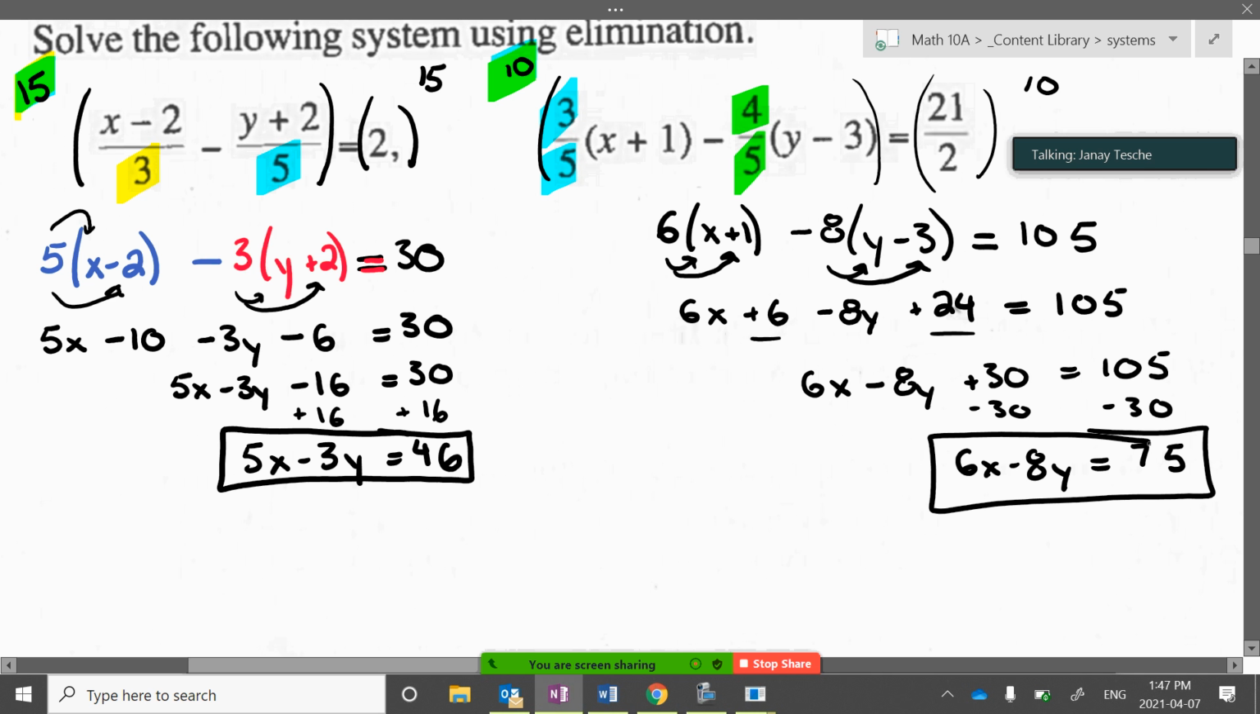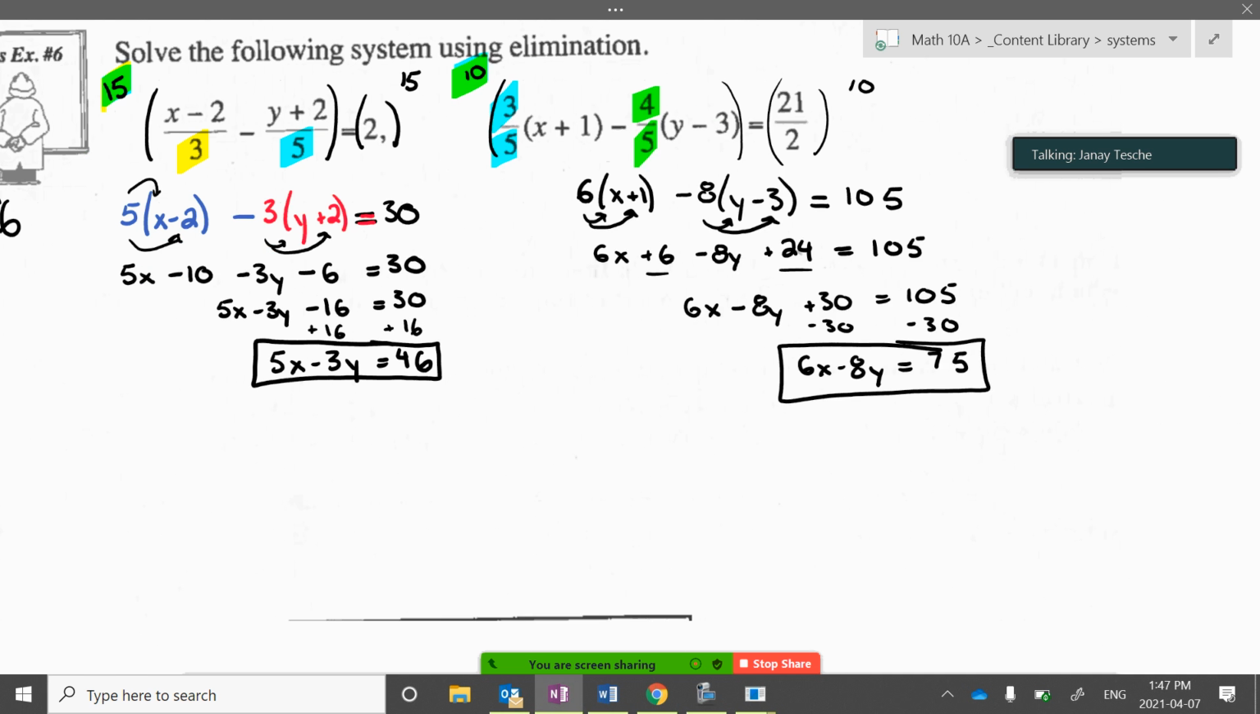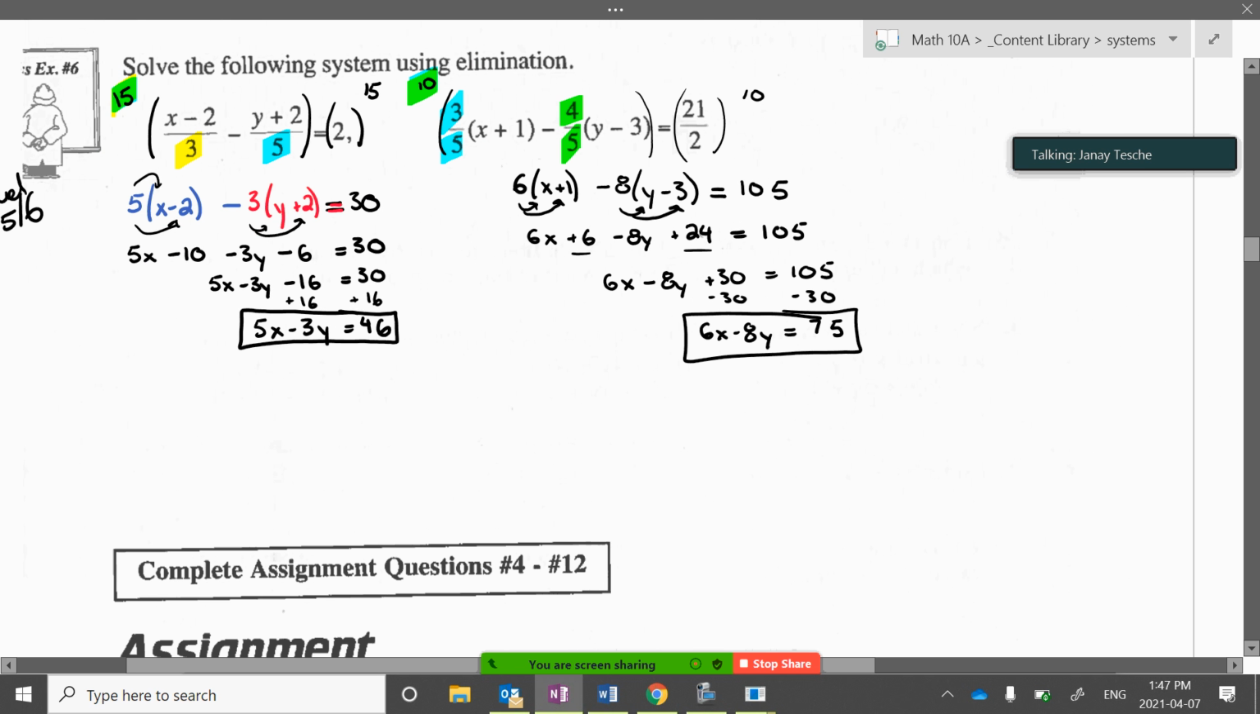All of that is like pre-solving the system. How are you guys for space? Not great.